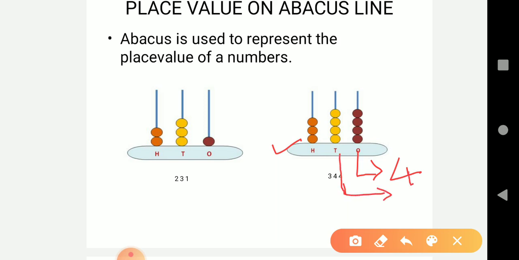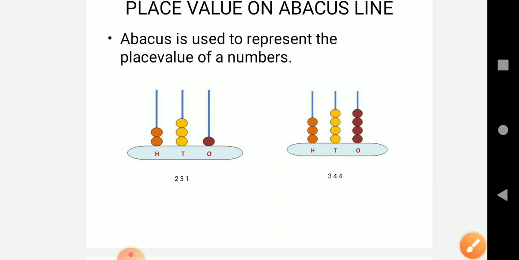The place value of the other 4 tens is 40, and the place value of the hundreds place is 300. Okay, so this is the place value system with the help of abacus lines. 300 plus 40 plus 4, and we can also say that it is called an expanded form.